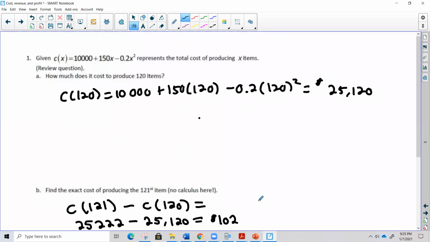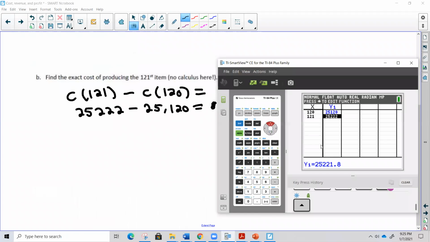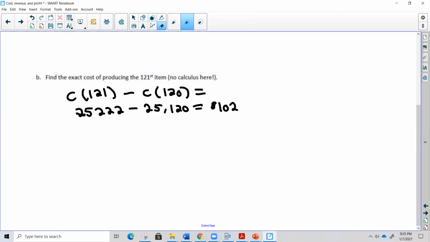And I just want to go back a minute because I realized something. So for this one, it actually rounded this Y value. So to get the exact value, which we want to do, you actually have to highlight it. I should have done this for both. So if I highlight this one, the exact value is actually 25,221.8. And then if I subtract them, I get 101.80. So I don't want to round it.